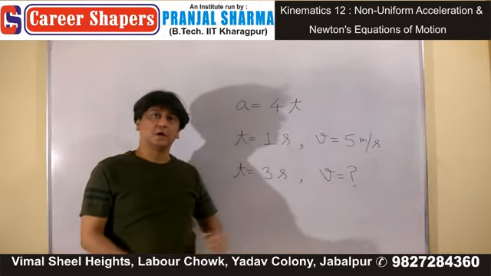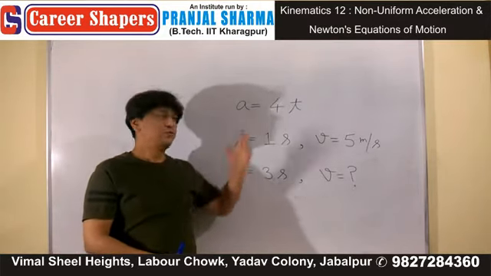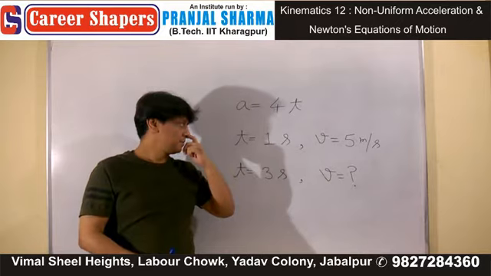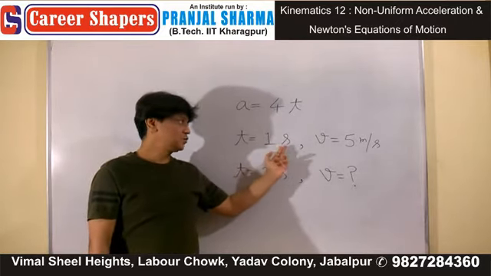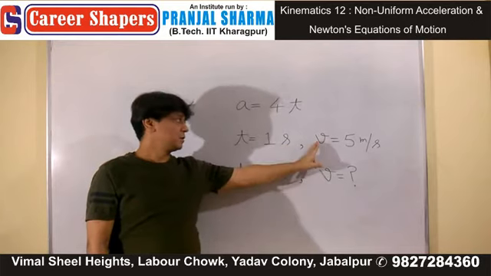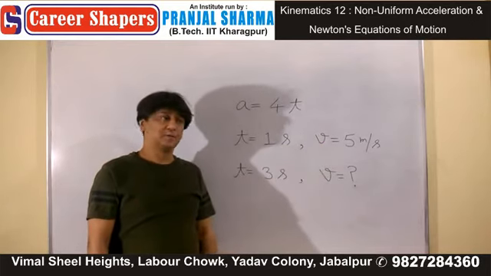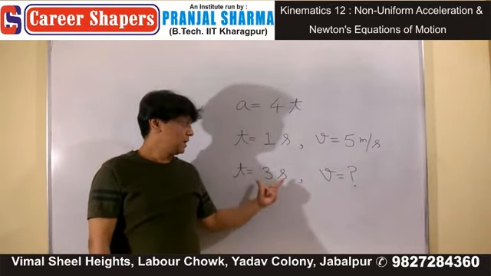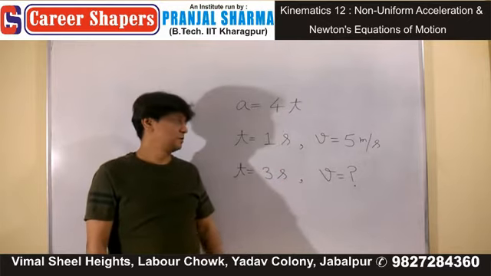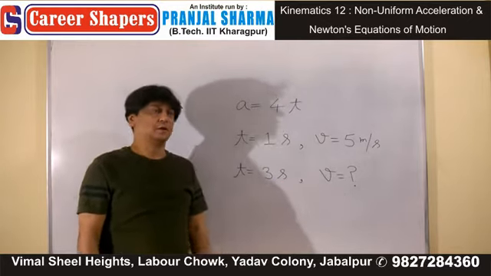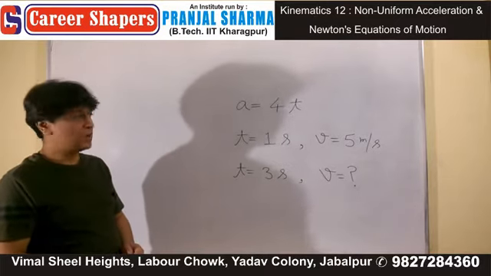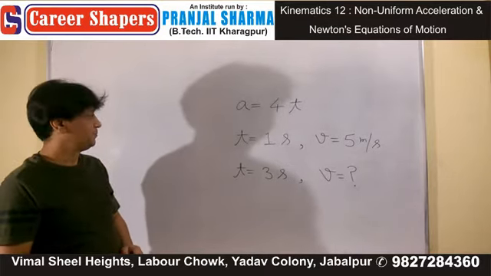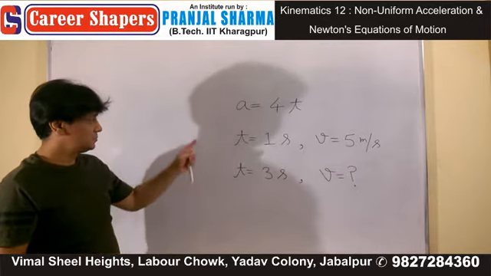Acceleration is 4t. A for acceleration, t for time. Given information is that when time is 1 second, velocity is 5 meters per second. When time is 3 seconds, what is v? Let's see how many of you can answer this question without my help. You've got 1 minute's time to solve this.